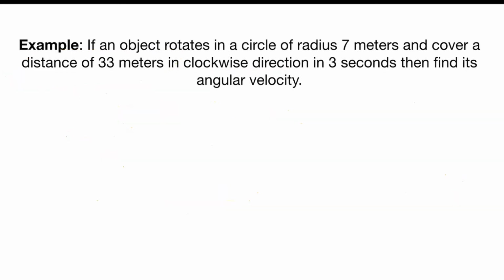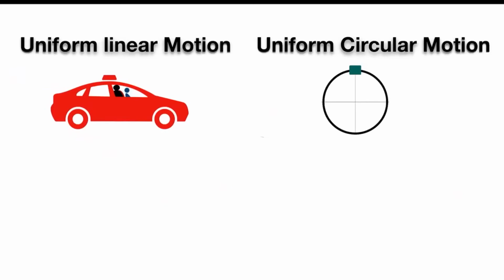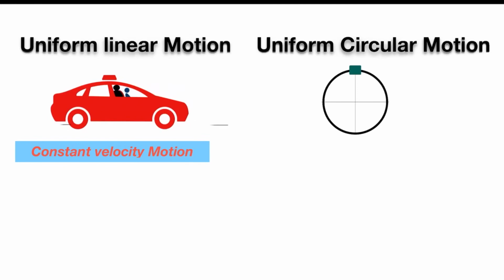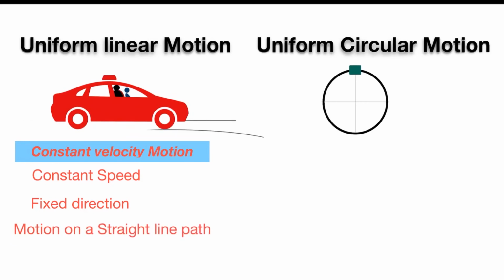Okay. Now let's understand the uniform circular motion on the basis of our knowledge of uniform linear motion. Uniform linear motion means constant velocity motion. That means object moves with constant speed in a fixed direction on a straight line path. Speed is constant, the direction is fixed, and motion is in a straight line path. So there is no acceleration.